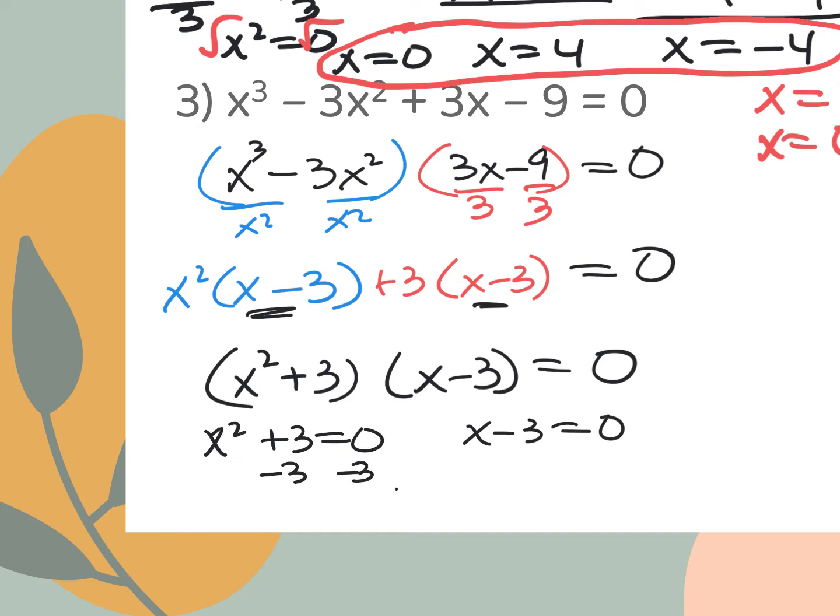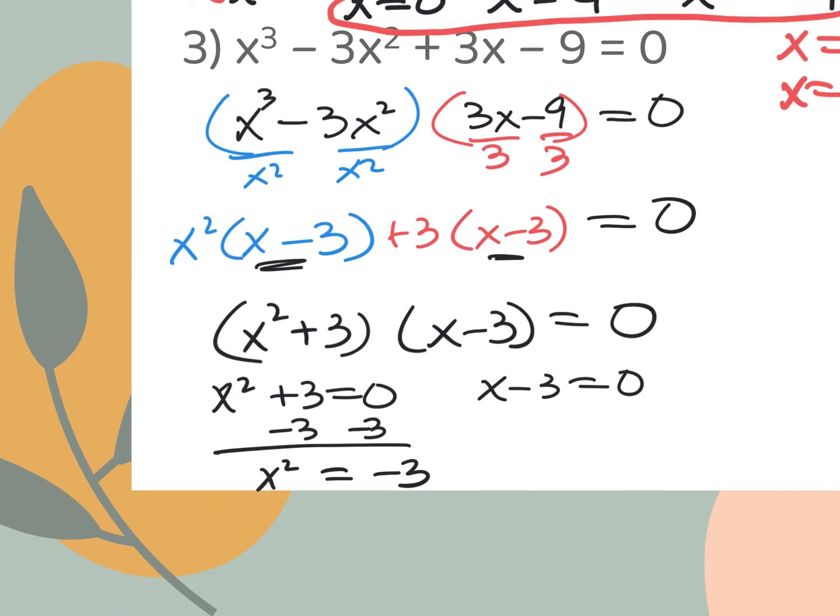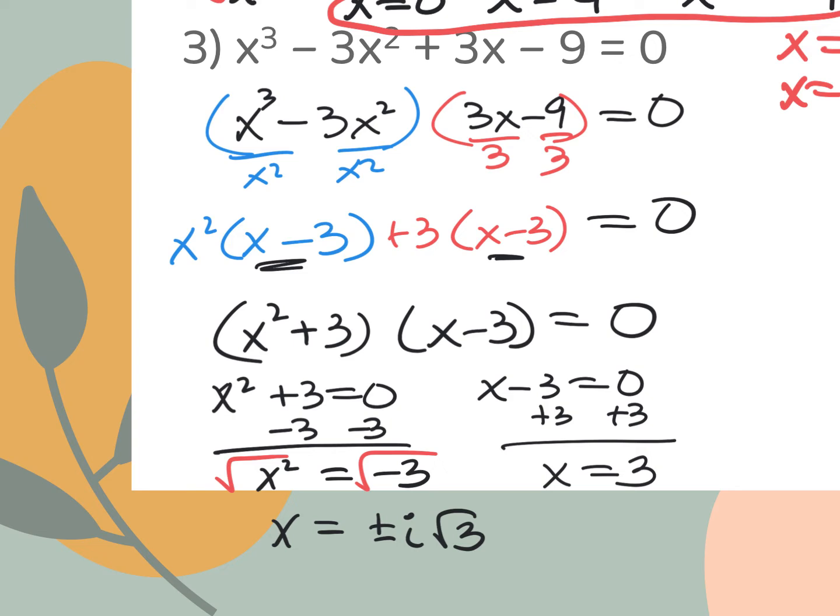Move the 3. x squared equals negative 3. I need to square root both sides. So x is equal to plus and minus i square root 3. That's the first one. And then this one over here, add 3, and x equals 3. So we are still looking for imaginary solutions. We would not say no solution here. We will not graph imaginaries; you'll do that in a later course. But if it asks you to list the x-intercepts, you would still list the imaginaries.